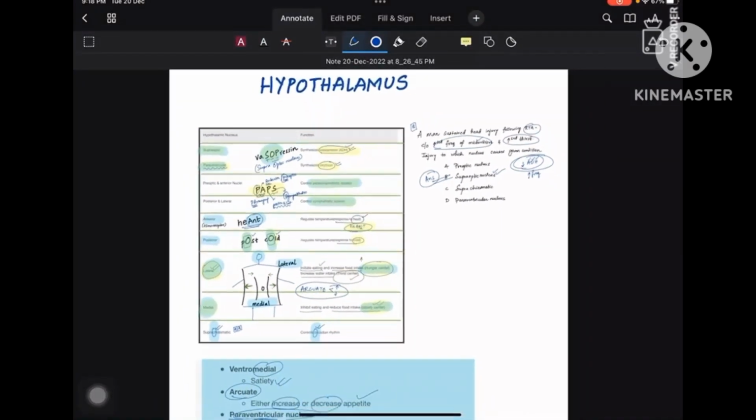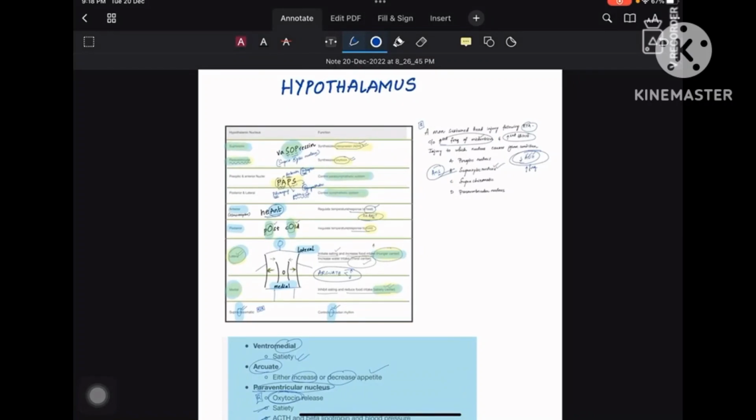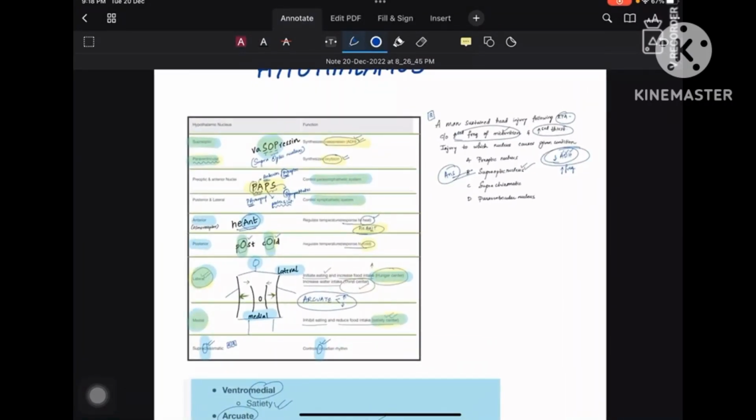I hope this video helps you memorize these nuclei in an easier manner. I'll provide the PDF in the Telegram channel, so you can go check there. So like the annotated ones only I'll provide, so that all the mnemonics will be at one place for you guys.